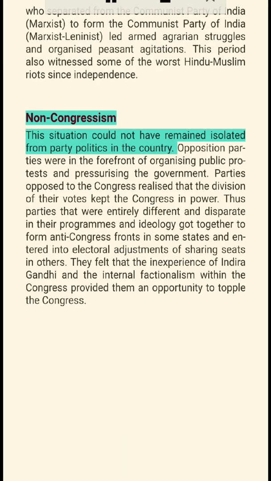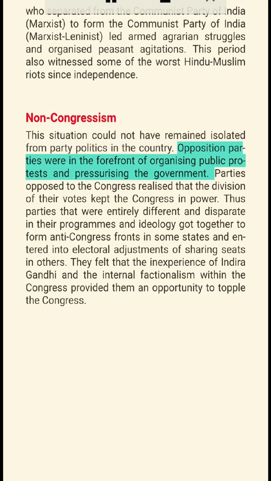Non-Congressism. This situation could not have remained isolated from party politics in the country. Opposition parties were in the forefront of organizing public protests and pressurizing the government. Parties opposed to the Congress realized that the division of their votes kept the Congress in power. Thus parties that were entirely different and disparate in their programs and ideology got together to form anti-Congress fronts in some states and entered into elections. They felt that the inexperience of Indira Gandhi and the internal factionalism within the Congress provided them an opportunity to topple the Congress.